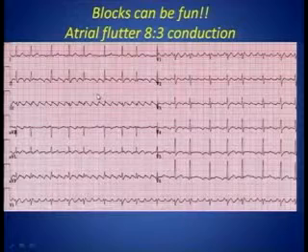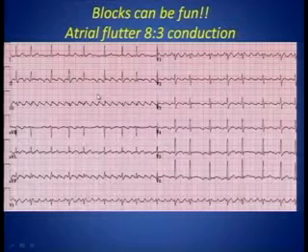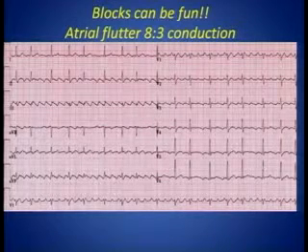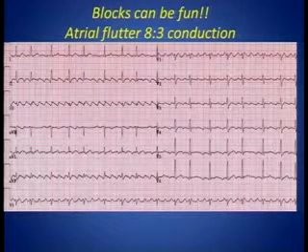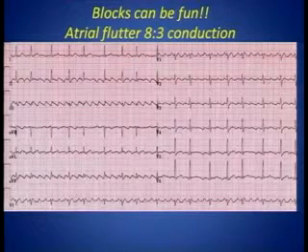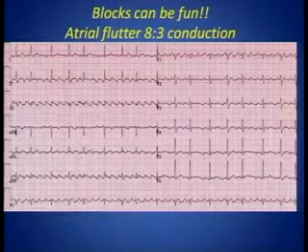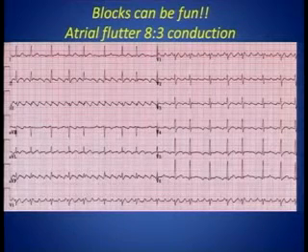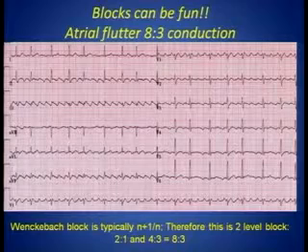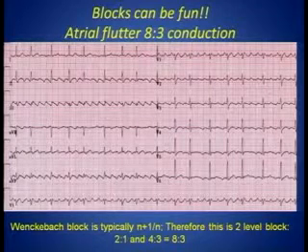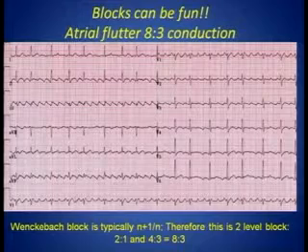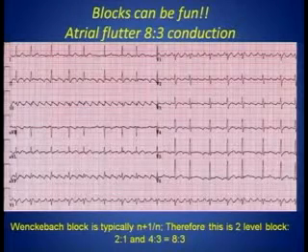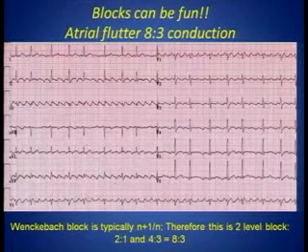So those of you who like mathematics are going to have a lot of fun with this, because Wenckebach block is always n plus 1 to n. P waves to QRSs, input to output, we'll call it. N plus 1 to n. So this is 8 to 3. So it's 2-level block, 4 to 3 and 2 to 1. So if you take 4 to 3 and 2 to 1, you end up with 8 to 3.